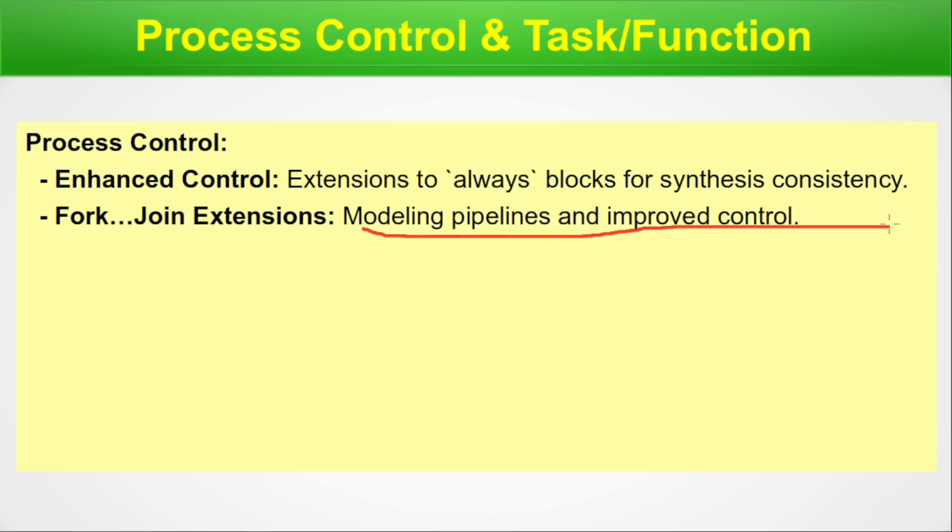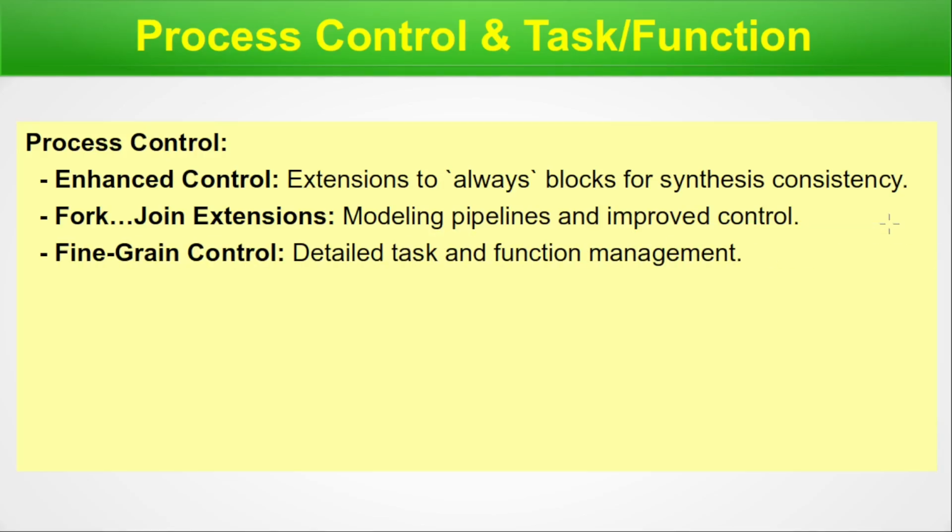We'll go discuss them in detail in later episodes, so we are done with this bullet. Fine grain control, detailed task and function management. In ASV, mechanisms were added to give precise control over how the task and functions operate, helping manage complex processes better and easier for the verification entity. We are done with the process control and now move on to the task and functions.